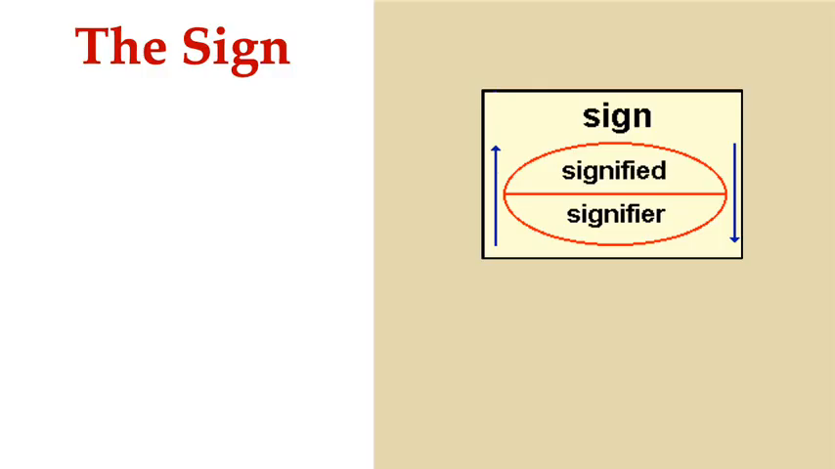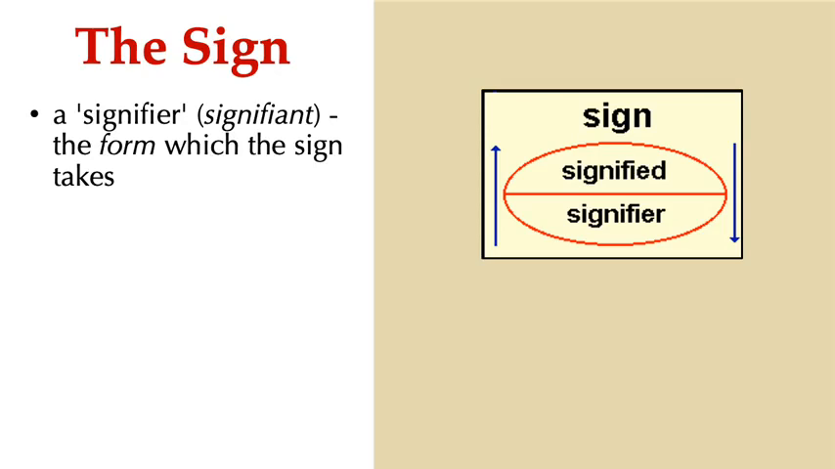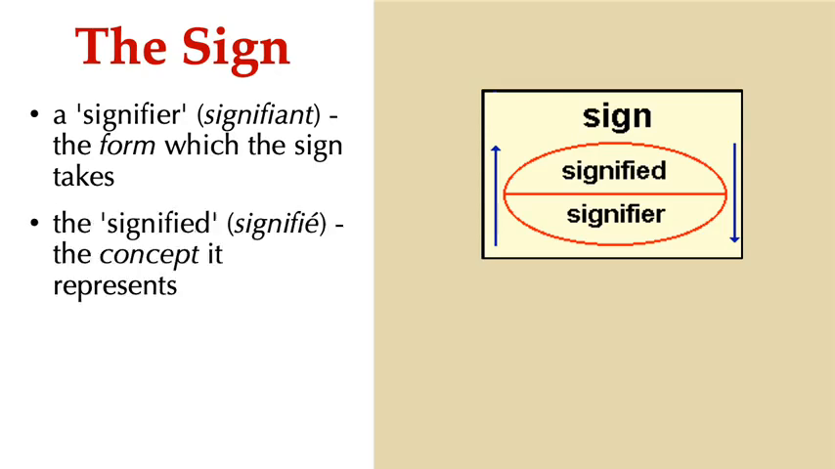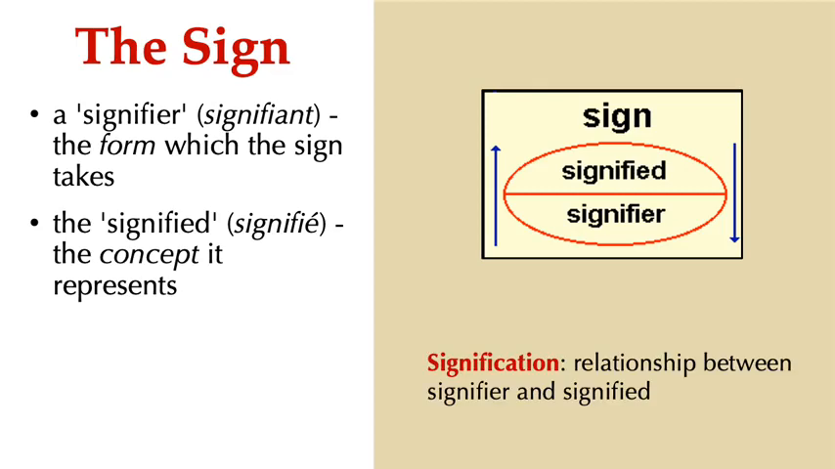Let's start with Saussure, who probably had the biggest impact through his theories of language. Saussure saw language as a system of signs. Signs for Saussure were composed of two components. The first, a signifier, the form which the sign takes, and the signified, which is the concept that the signifier represents. The relationship between these two is referred to as signification, the way in which the sign, the signifier, and the signified work together to make meaning.